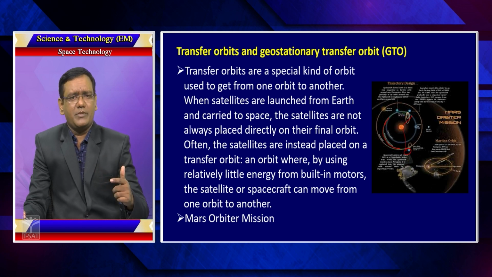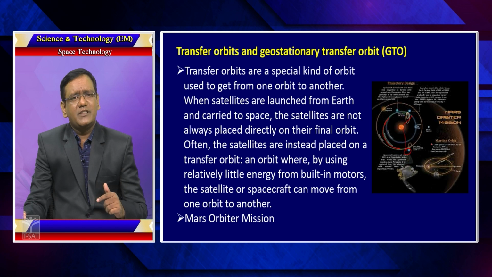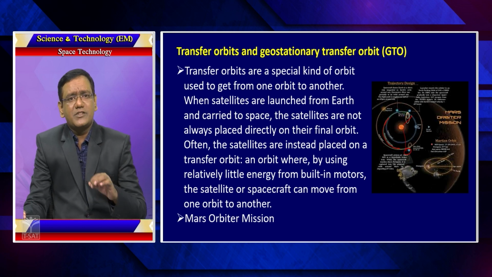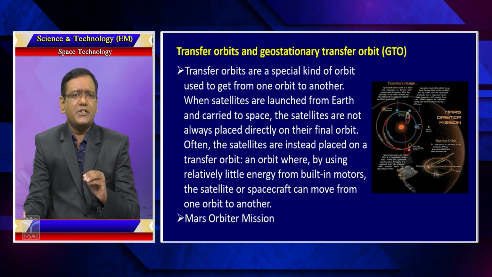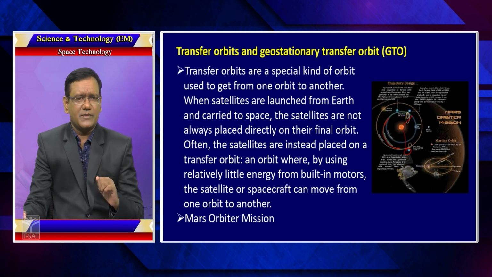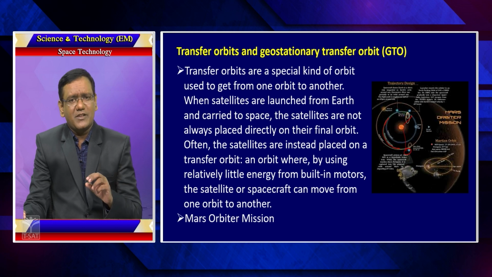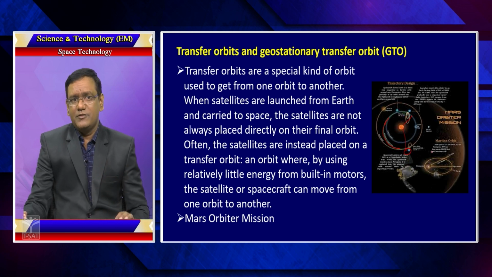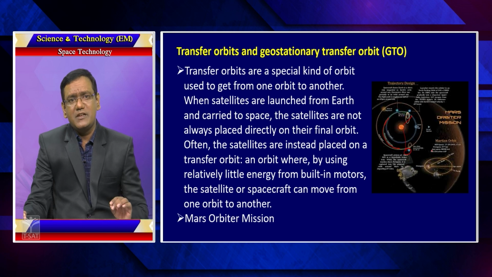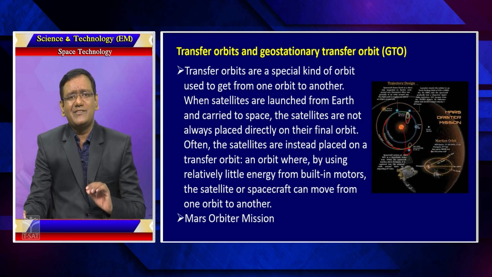Like that, we use these transfer orbits from one place to another to move from one orbit to another orbit. Often the satellites are instead placed on a transfer orbit, an orbit whereby using relatively little energy from built-in motors, the satellites or spacecraft can move from one orbit to another orbit. For instance, we have used this technique in the Mars Orbiter Mission.